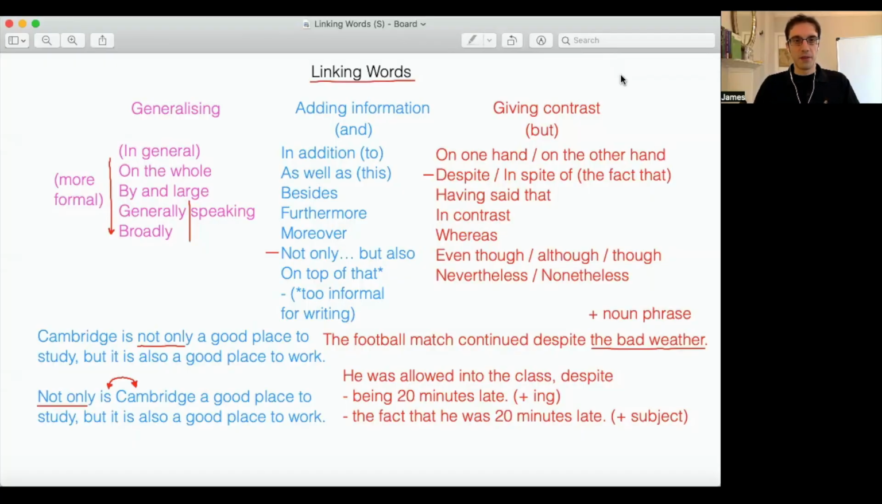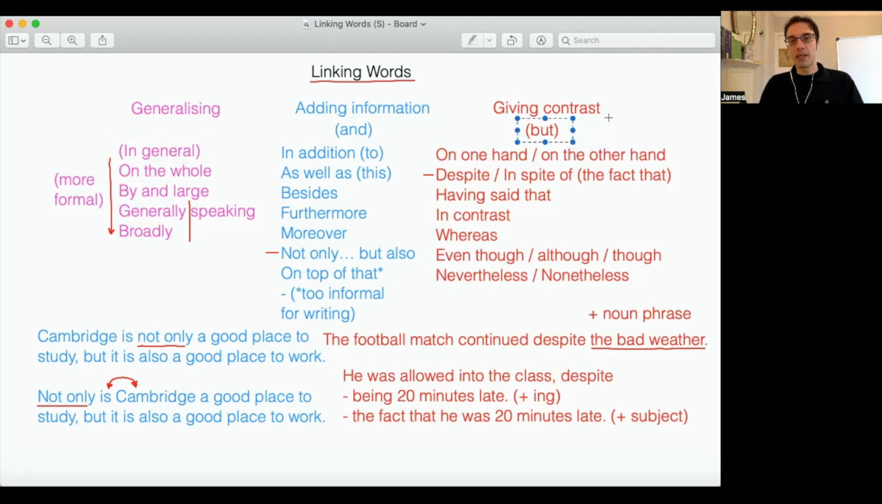Okay, so I have three categories of linking words on the screen in front of me. And these will probably be of most use to you out of the many categories of linking words. So let's go through them. We've got generalizing, we have adding information, and then we have giving contrast. Now in brackets underneath all of these, I've put, I suppose, the most common or most basic way of giving these categories. So for generalizing, you've got in general. For adding information, the simplest word is and then for giving contrast, it would be but.